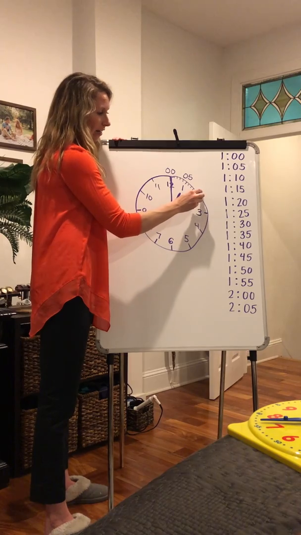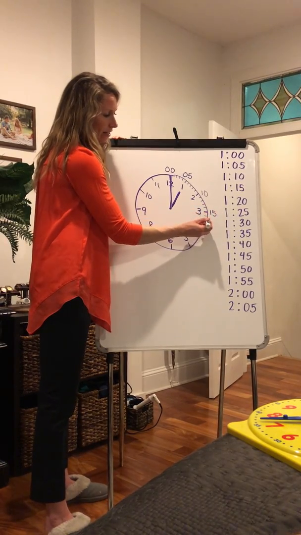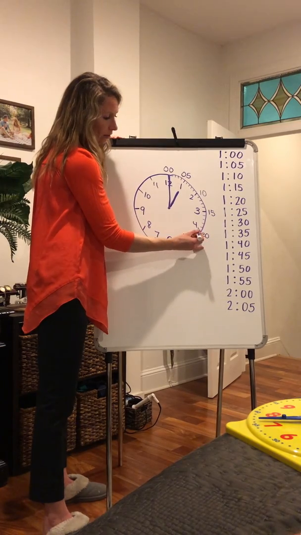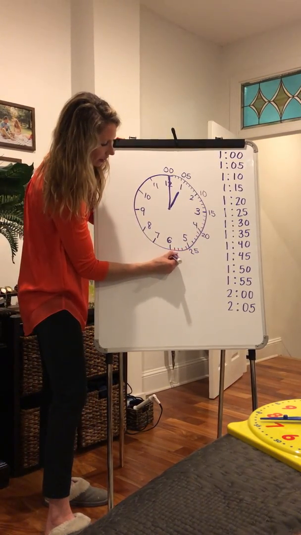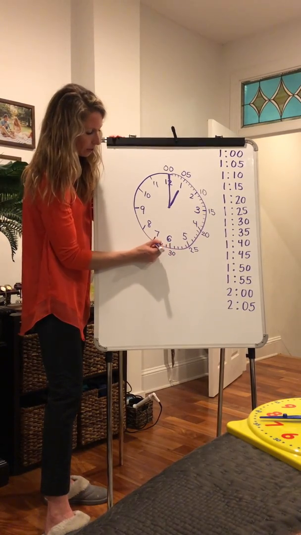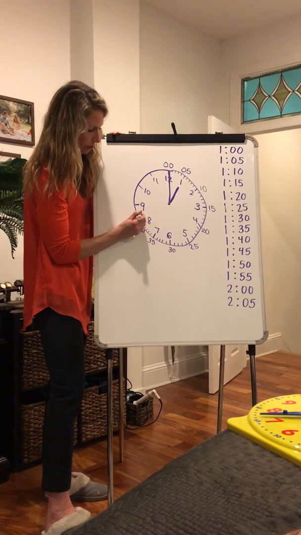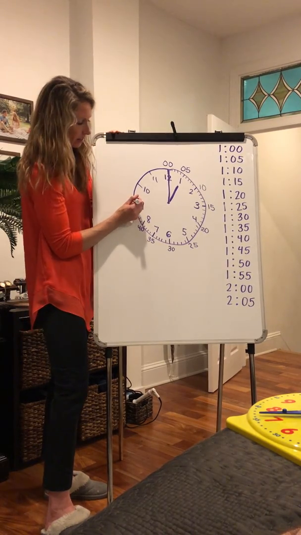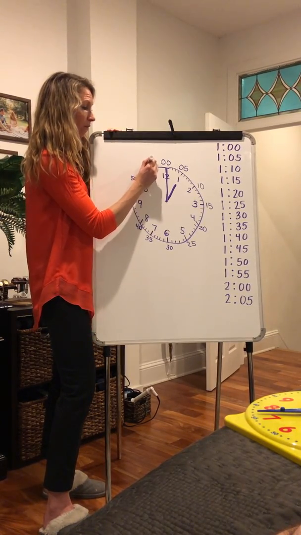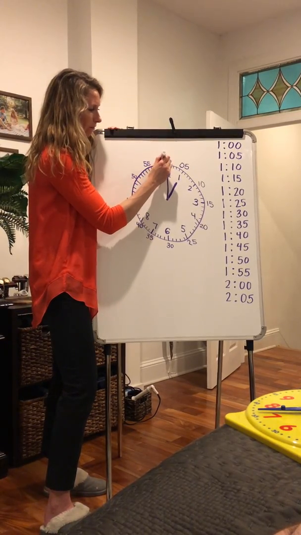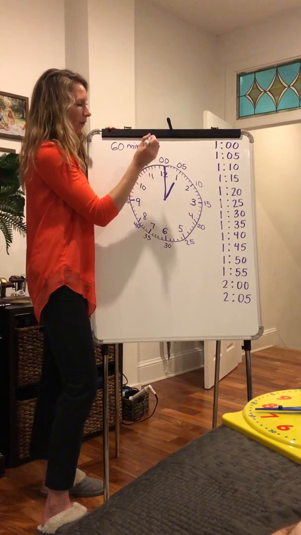5, 6, 7, 8, 9, 10, 11, 12, 13, 14, 15, 16, 17, 18, 19, 20, up through 35, 36, 37, 38, 39, 40 minutes, 41, 42, 43, 44, 45 minutes, 46, 47, 48, 49, 50 minutes, 51, 52, 53, 54, 55 minutes, 56, 57, 58, 59, and then it resets. So there's 60 minutes in an hour.